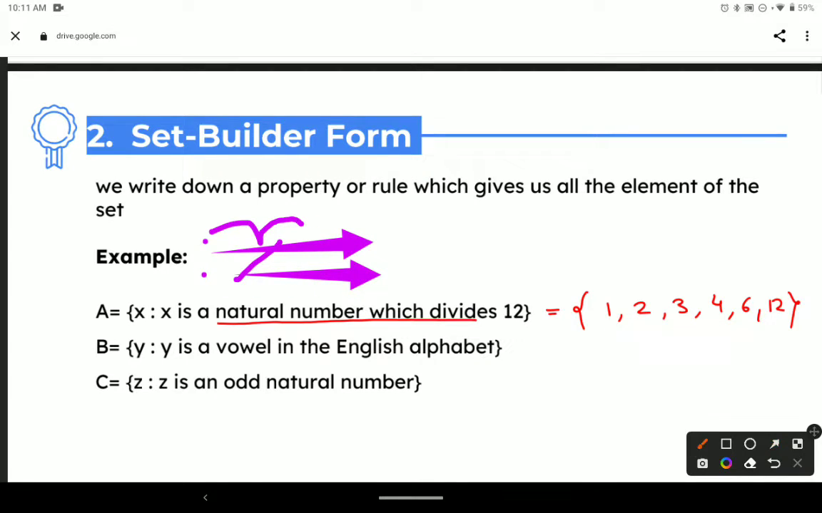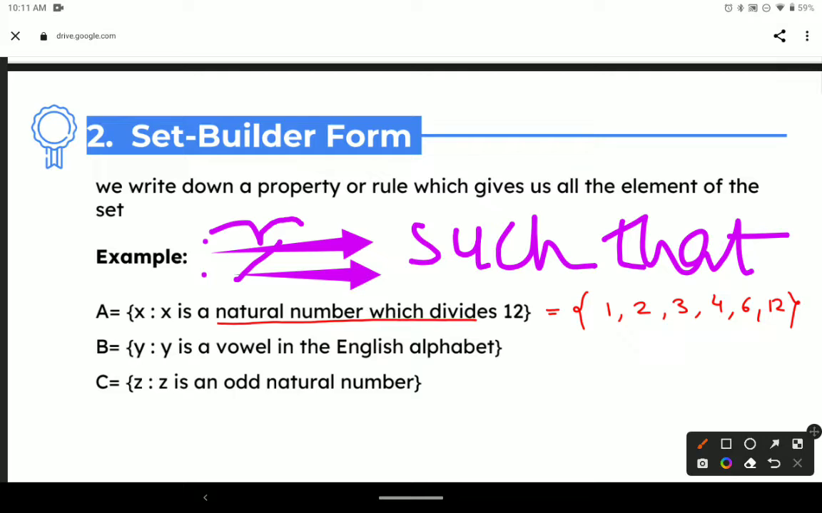These both represent only one thing, which is such that. I hope you understood. So here, see {x such that x is a natural number which divides 12}, means x is some natural number which divides 12, which means x is nothing but the factors of 12, from 1 to 12, right? So here you can write the roster form as 1, 2, 3, 4, 6, 12. So this is as simple as that. I hope everybody understood set builder form and roster form.